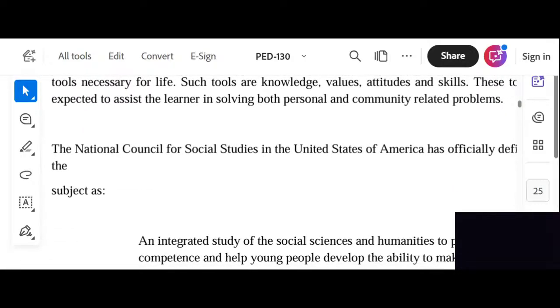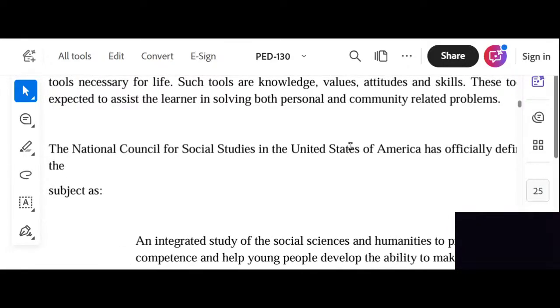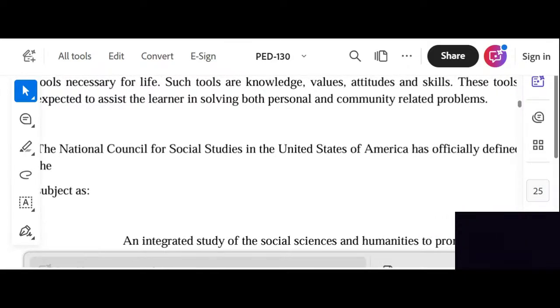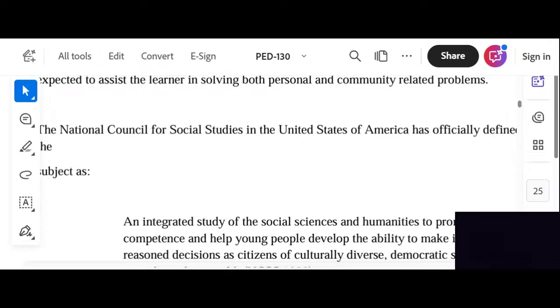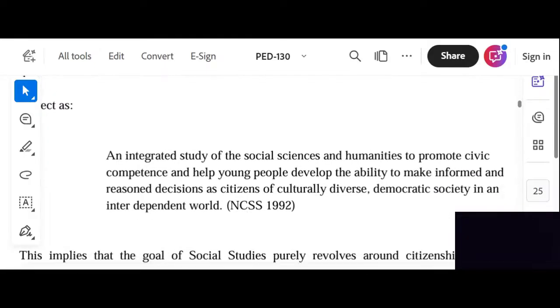Now, the National Council for Social Studies in the United States of America has officially defined the subject. We want to talk about another definition. Don't forget, we've talked about the definition by Roland, Frost and Roland, 1969, and the definition by Cote in 1984. Now, here is another definition from America, the National Council for Social Studies. So let's look at their own definition.